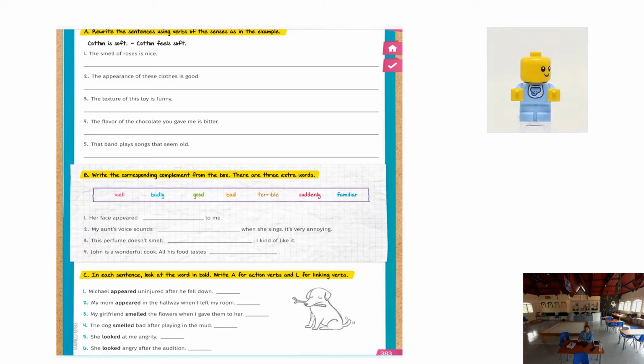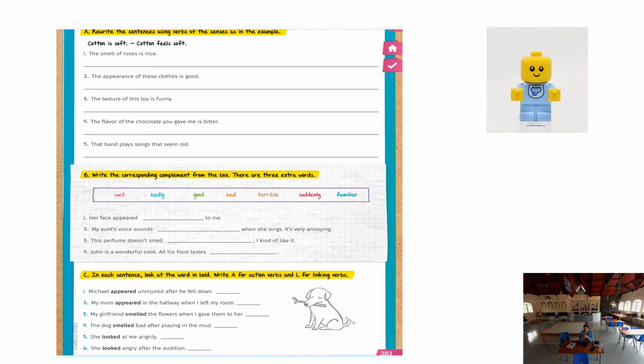Let's look at some of the exercises that we have to do. On exercise A, I want you to rewrite the sentences using verbs of the senses as in the example. So for example, cotton is soft. So I have to use one of the senses: feels, smells, tastes, sounds, or looks. Soft is something that you feel. So that's why you say cotton feels soft.